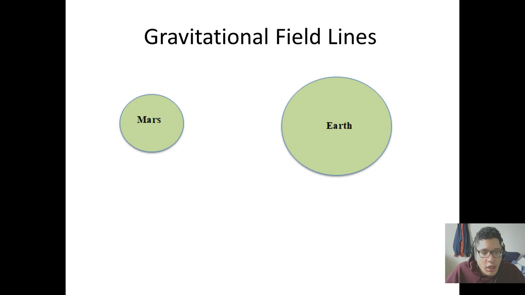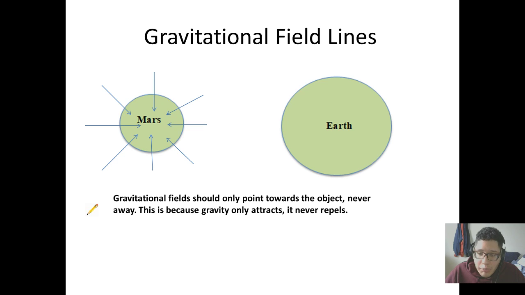So, gravitational fields. Gravitational field lines. There's a big difference between how we draw gravitational field lines and how we drew electric field lines, but the general idea is still the same. We're going to have them point towards the center. All of these are just gravitational field lines representing the attractive force that Mars can impart on objects around it. So, gravitational fields should only point towards the object, never away. This is because gravity only attracts, it never repels. This is the big difference between gravitational fields and electric fields.